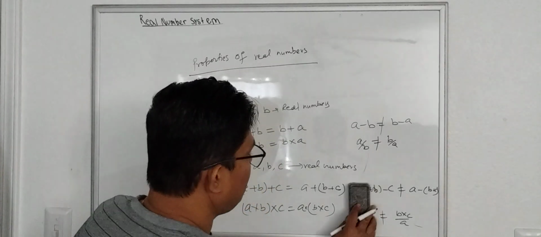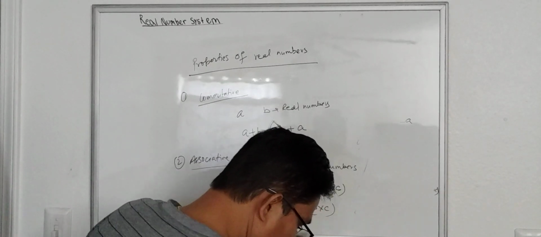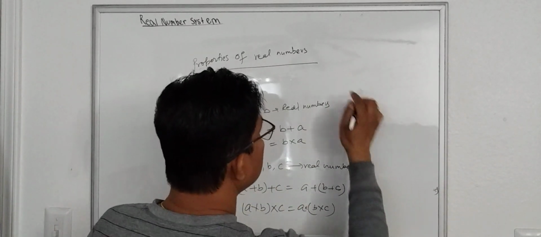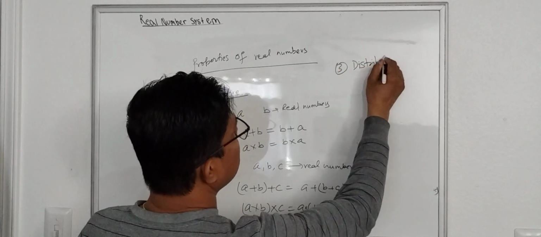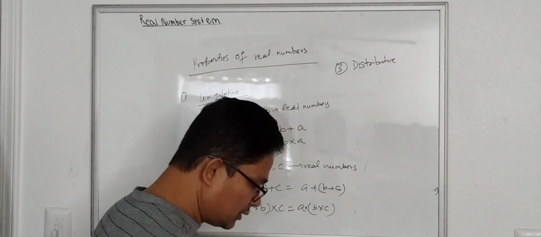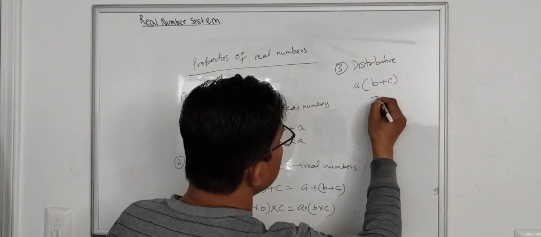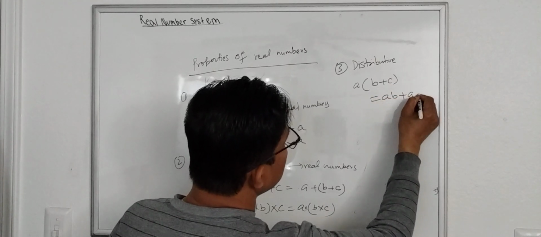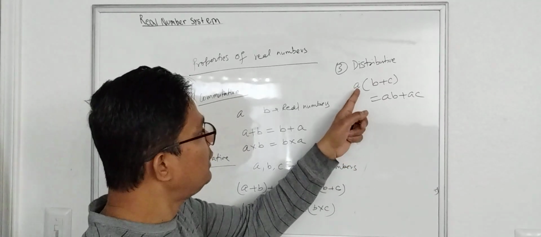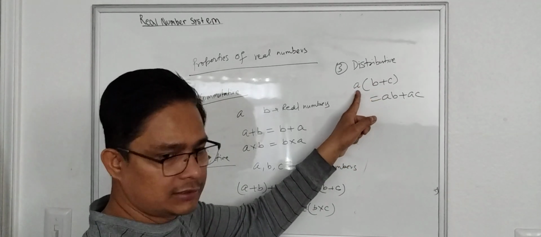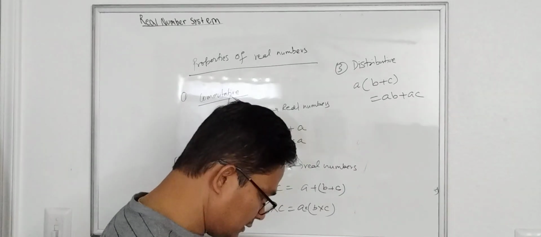Okay, now there is another property. Third is distributive. And it says A times B plus C is equal to AB plus AC. It's very simple. Look at the board. A times B plus C, like this A is common, so that's why it will be the same as A times B plus A times C.